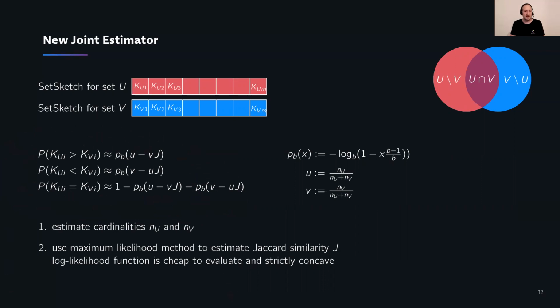After finding the cardinalities using the estimator presented before, we can simply use the maximum likelihood method to estimate the Jaccard similarity. Since the resulting log likelihood function is very cheap to evaluate and strictly concave, the maximum can be found after a few iterations using standard optimization algorithms.